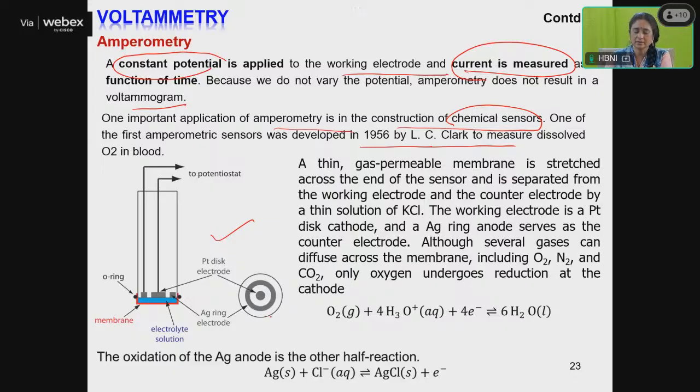You can see a clear picture has been given. This is the cross-sectional view of the electrode and electrode tip. It is a circular electrode. Here there is a platinum disc electrode, which is your working electrode, and there is a silver ring electrode, which is your reference electrode.